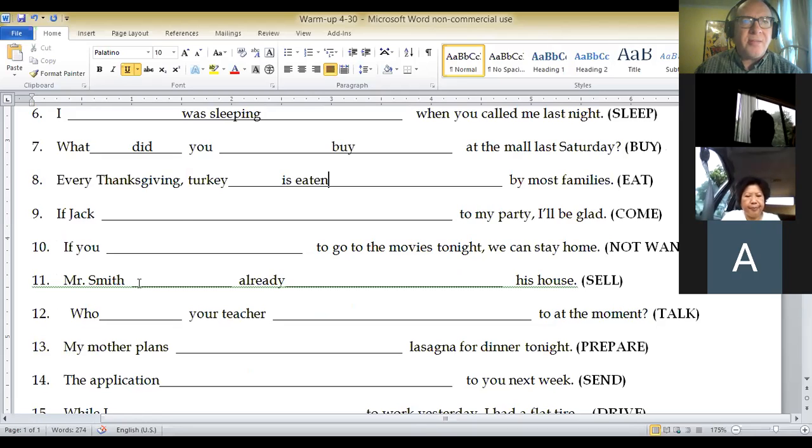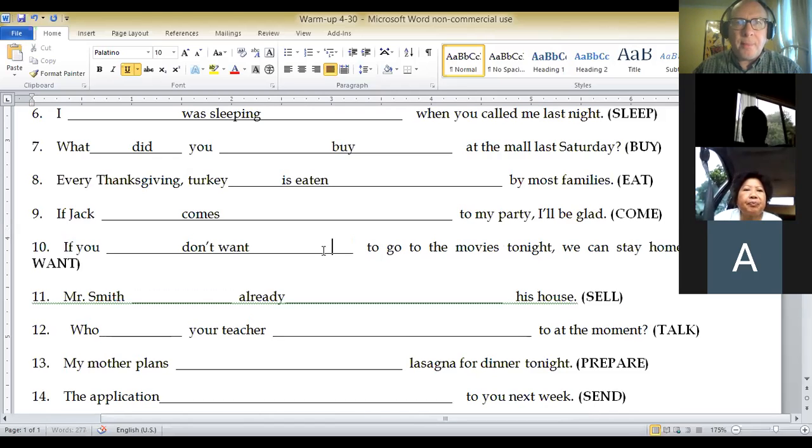Let's see. The next one is with if. If Jack comes to my party, I will be glad, right? If he comes, right? If Jack comes to my party, I'll be glad if he comes. This one is about tonight, but we have if. So what can we say? If you don't want to, right. If you don't want to go to the movies, we can stay home. If you don't want to.